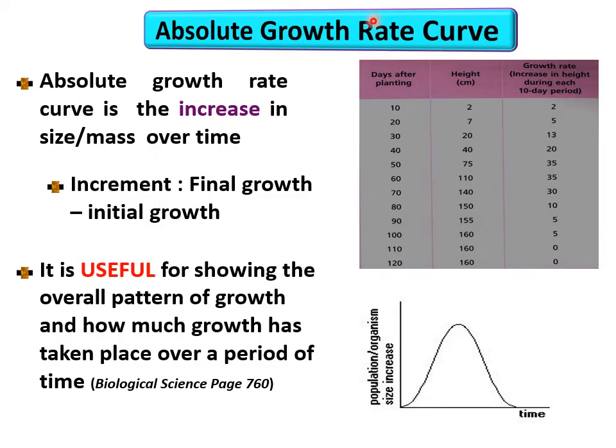Absolute growth rate curve is the increase in size or mass over time, so final growth minus initial growth. So we have the increment. It is useful for showing the overall pattern of growth.